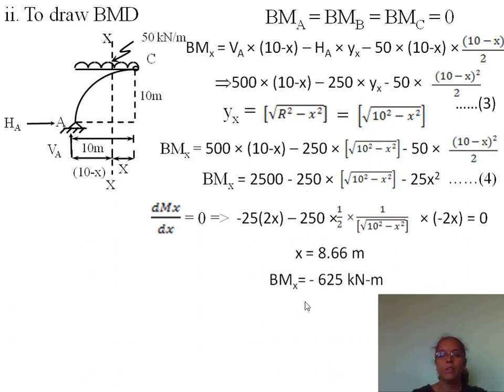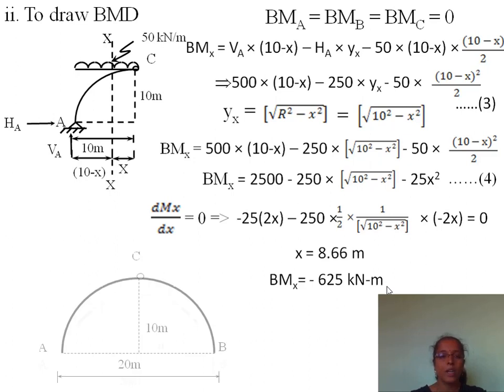So bending moment value is minus 625 kilonewton meter. If you substitute the value of x as 8.66 meter into this equation, the bending moment at any section is equal to minus 625 kilonewton meter. So now after obtaining this value, we can draw the bending moment diagram.